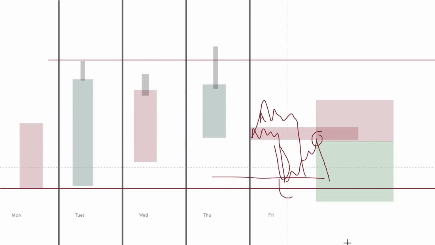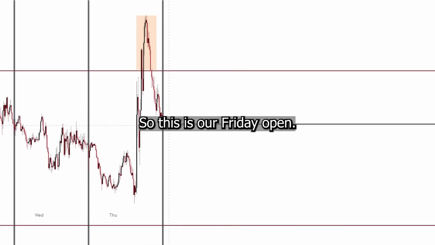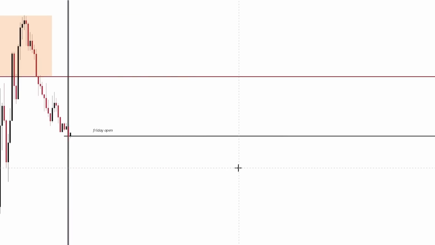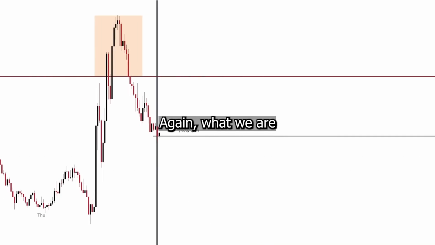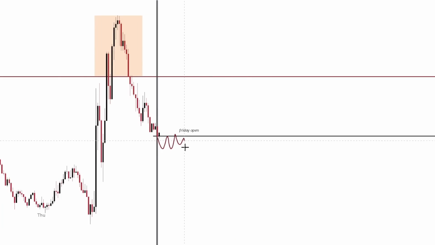So let's take a look at a price example. So let's talk about our entries. So this is our Friday open. Again, what we are looking for here is we're looking for a base, a strong breakout, then a retracement back to the base. And this would be an entry. You can always look inside of a base, like I explained in previous lessons, how you can find an order block inside of your base for a more conservative entry.